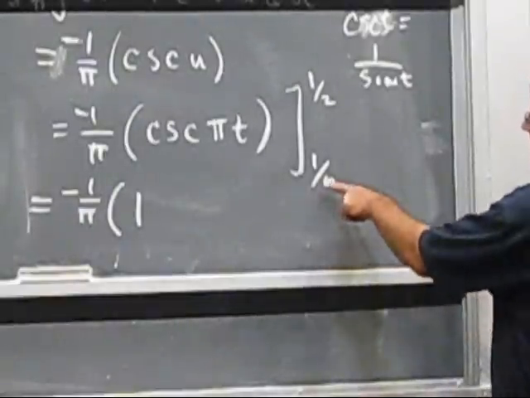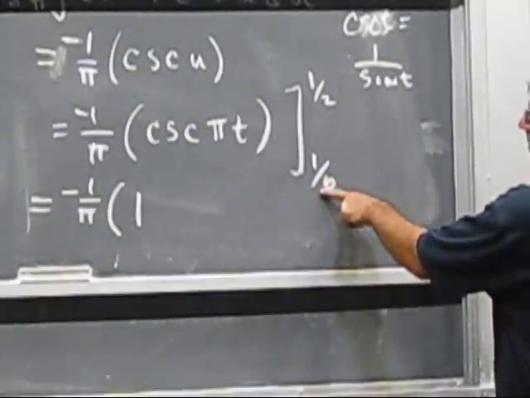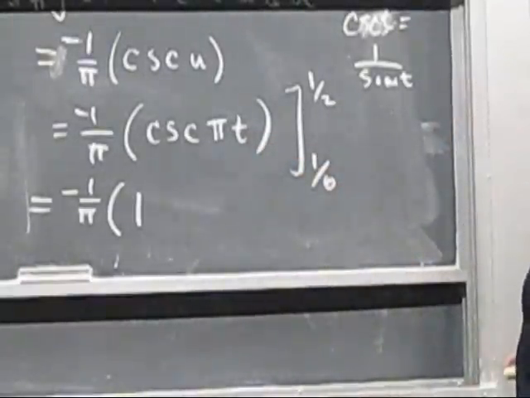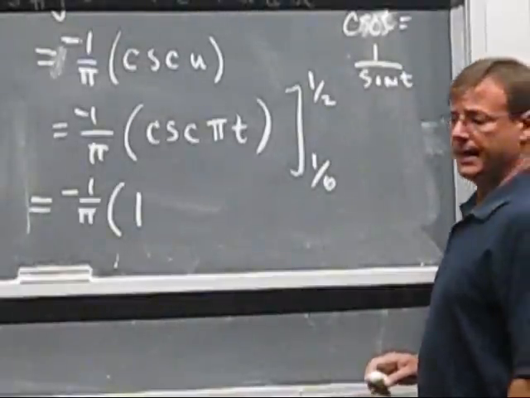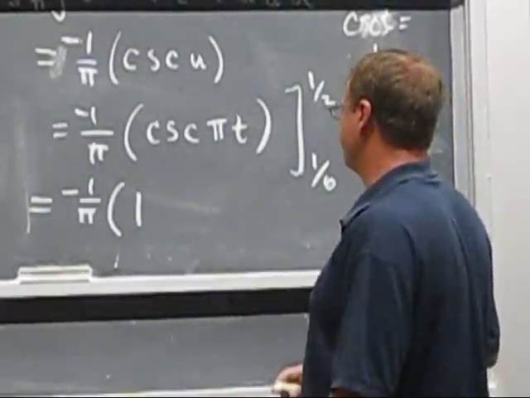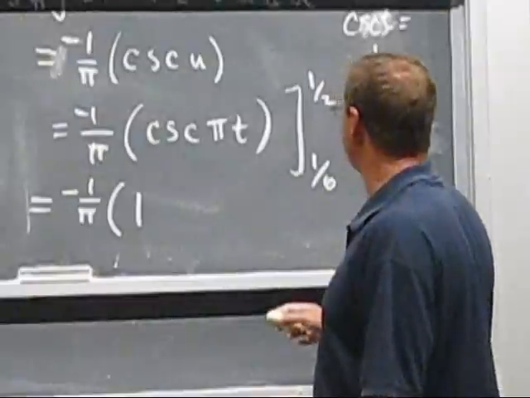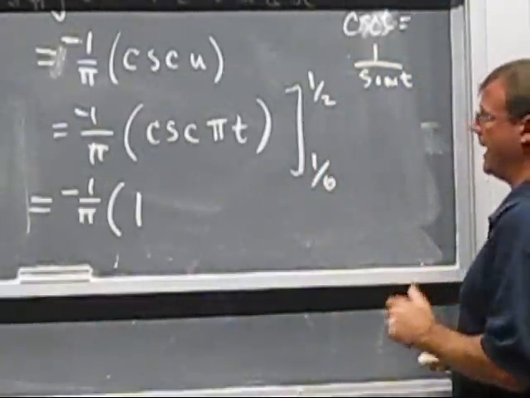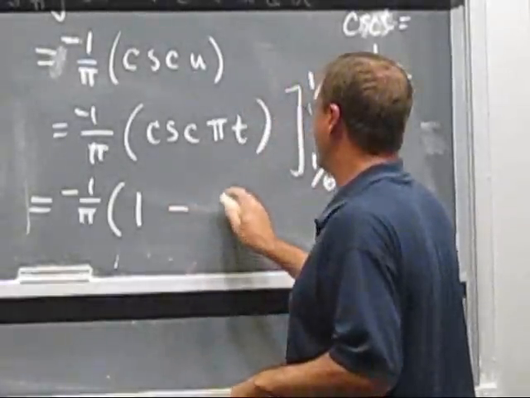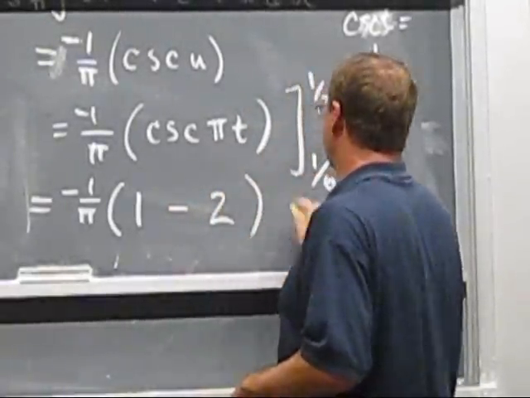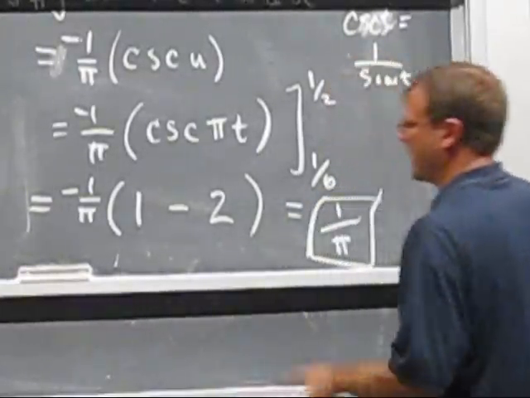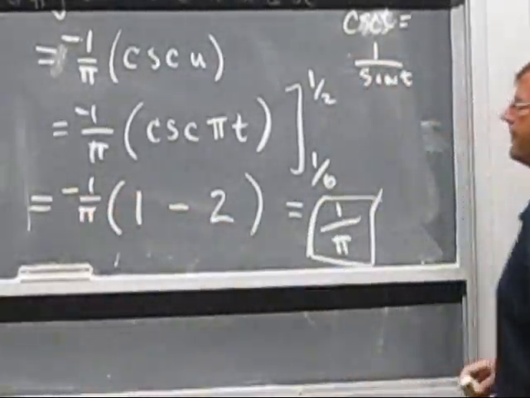And then I have cosecant of pi over 6. Sine of pi over 6 is 1/2. So we're talking about 1 over 1/2. 1 over 1/2 is 2. So this is equal to 1 over pi. Okay, there's a negative here and a negative 1 in there.